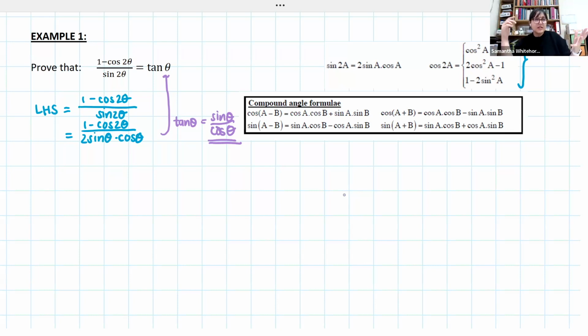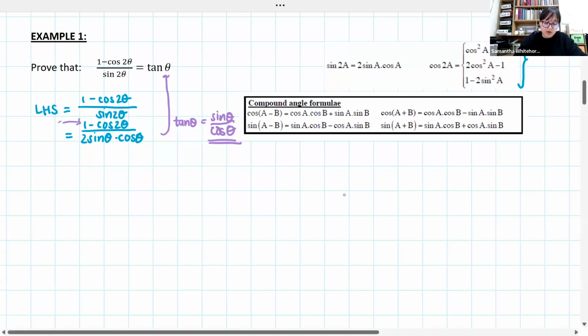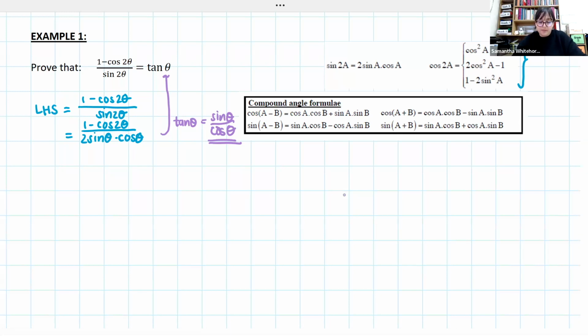The other thing I just need to be mindful of is the fact that I do have this 1 in my numerator. That's not like a huge issue. And sometimes we might have to change that 1 in accordance with my square or Pythagoras identity. So sine squared plus cos squared equals 1. But if we can avoid that, we do.